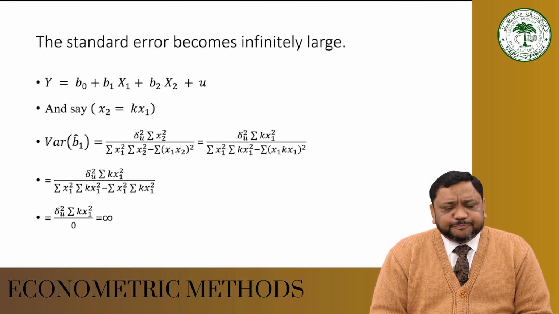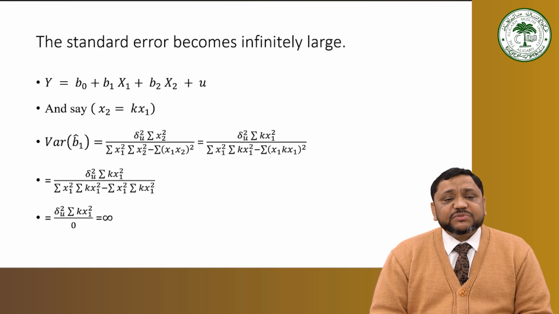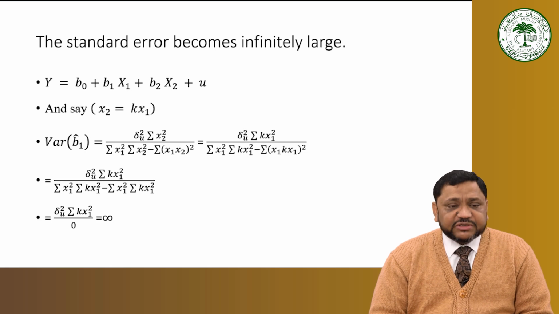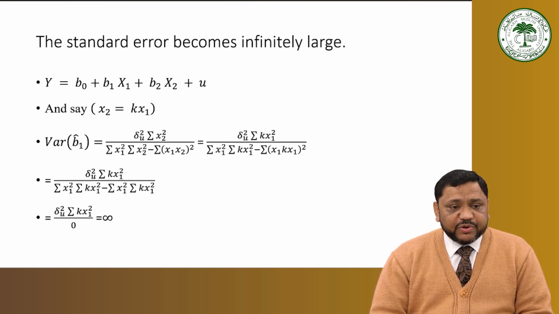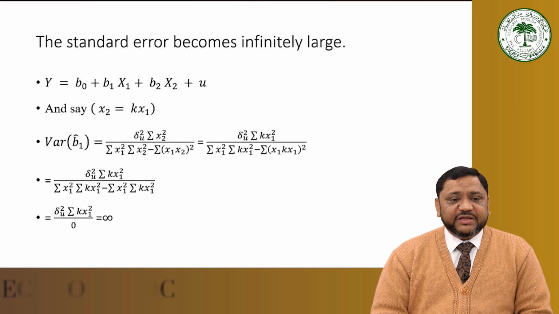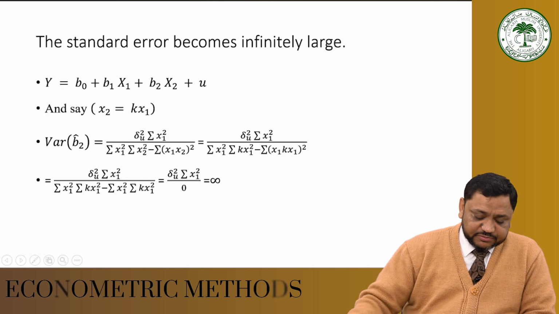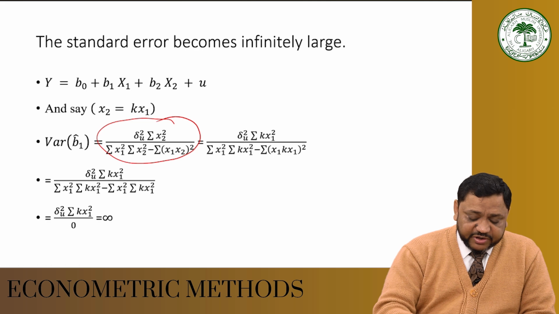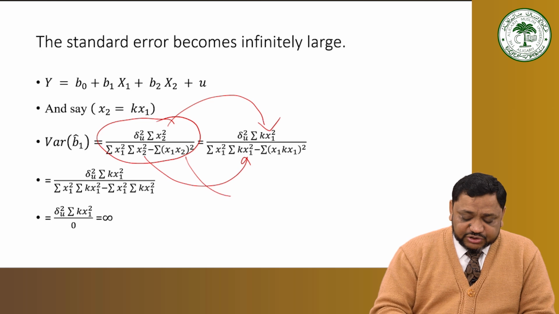Let us take another case. Now we are discussing the second issue that is created, that the standard error becomes infinitely large. We again take the same multiple linear regression model with two independent variables x1 and x2. We assume that x2 is equal to kx1. Now this is the formula of the variance, and in place of x2 we are writing kx1.